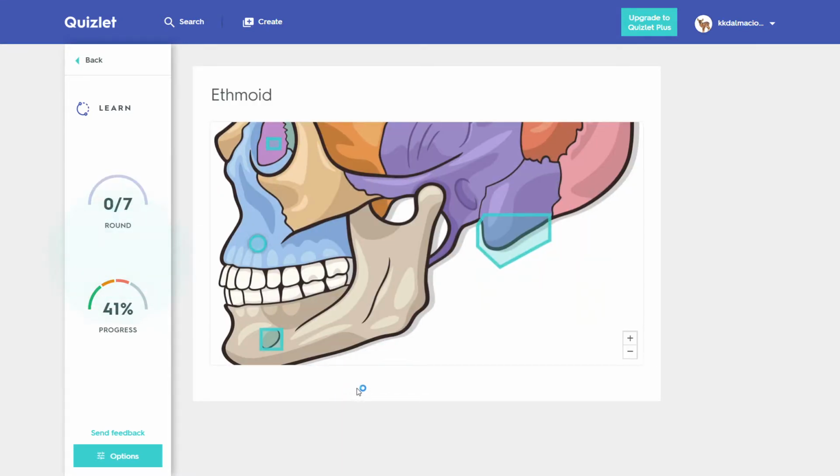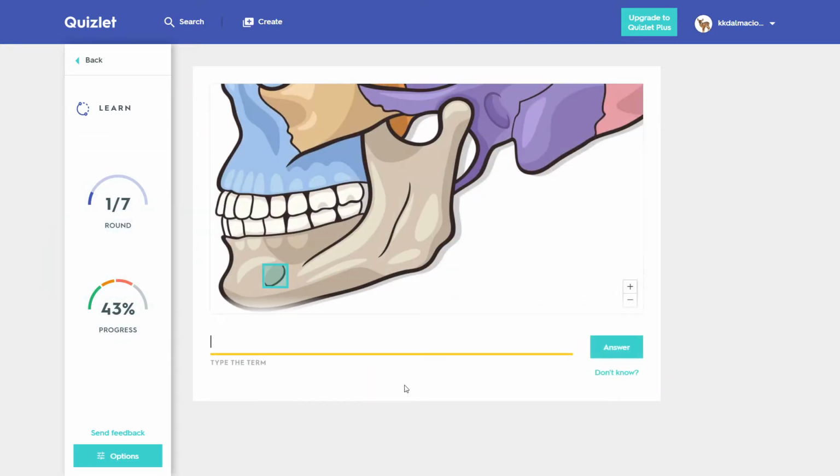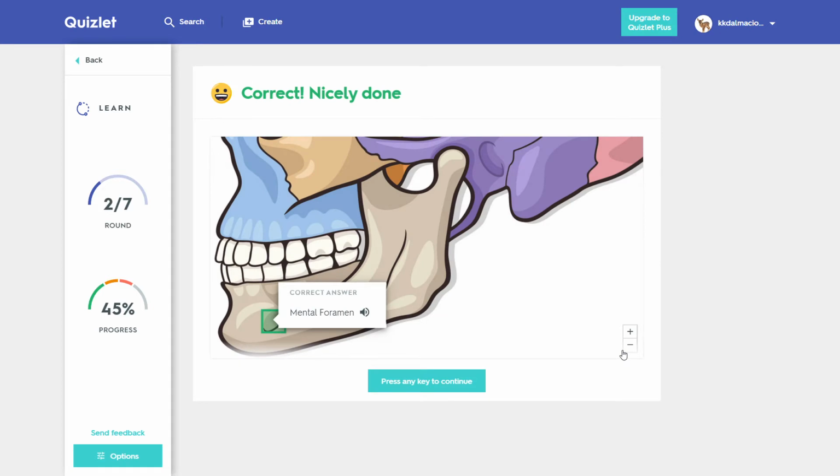Okay, the ethmoid bone. Ethmoid usually encompasses the nasal area, so it is a tough one. I believe this is the maxilla, so I'm going to have to go with this area because it looks the most nasal to me. Yep, that is the ethmoid bone. Okay, this is a mental because of the area, and I'm going to go with foramen because it's the hollow opening. Mental foramen, yep.